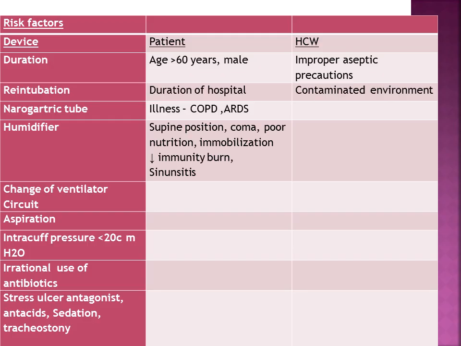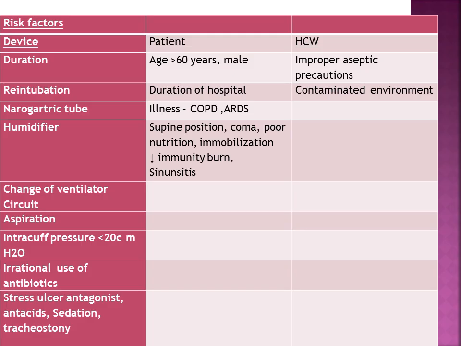The risk factors are device associated. So it is duration. If more duration, more risk for the ventilator associated pneumonia. Then re-intubation is one factor, nasogastric tube or humidifier used. Then change of ventilator circuit, aspiration of gastric fluids or aerosols, the inhalation, intracuff pressure if it is less than 20 cm of H2O, irrational use of antibiotics, or maybe patient is having stress ulcer antagonist, antacids, sedation or tracheostomy. So these are the risk factors associated with the device.